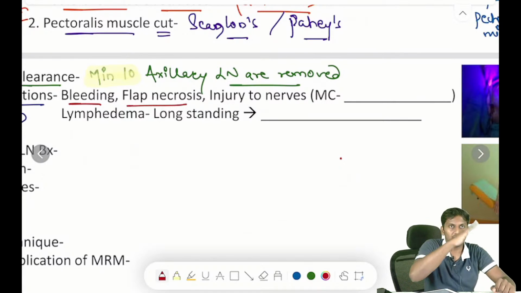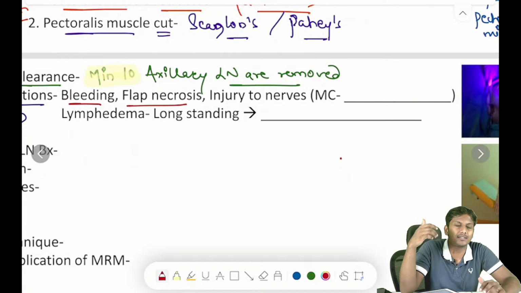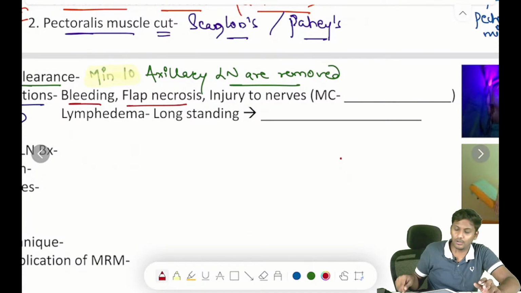Okay? So this flap that I have created, if that flap is very thin, will it have enough blood supply? No. And if it will not have enough blood supply, it will undergo necrosis. तो flap necrosis हो सकता है.